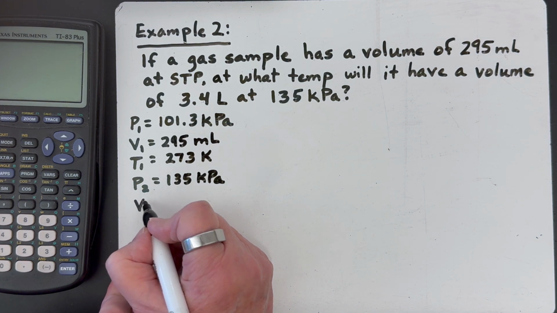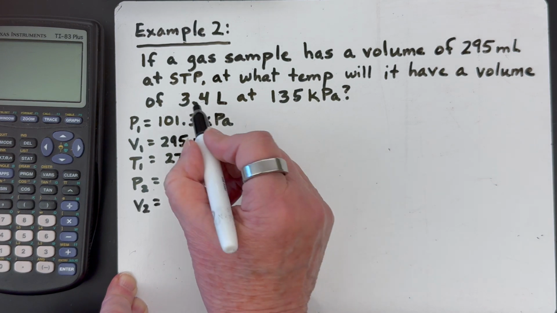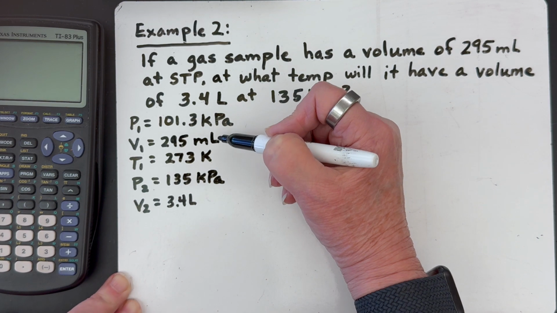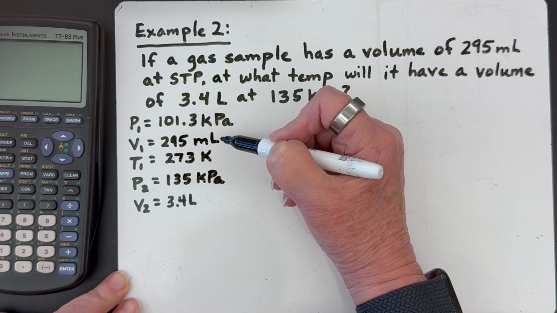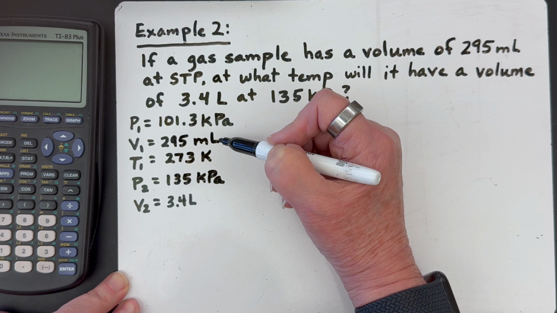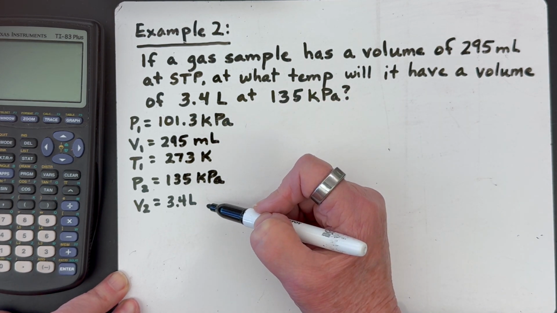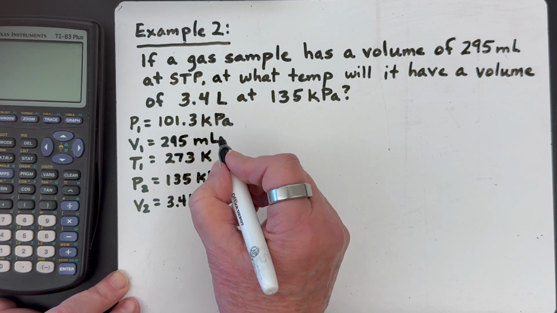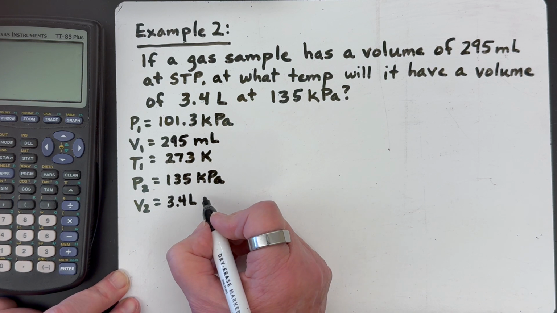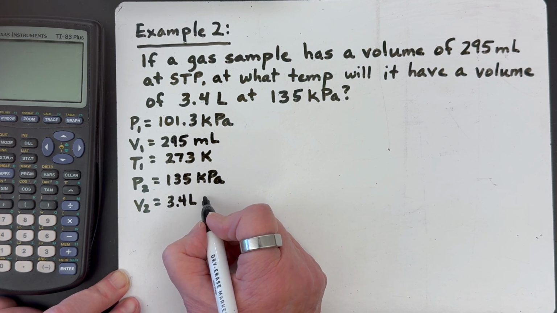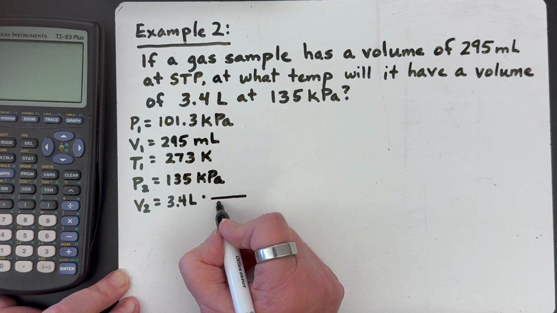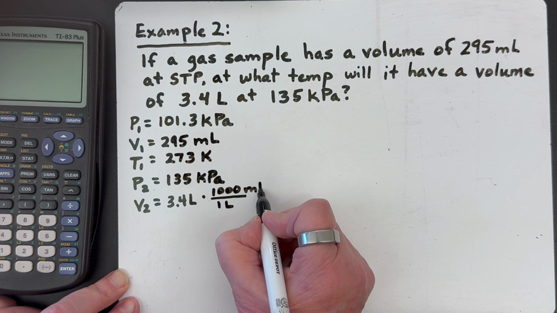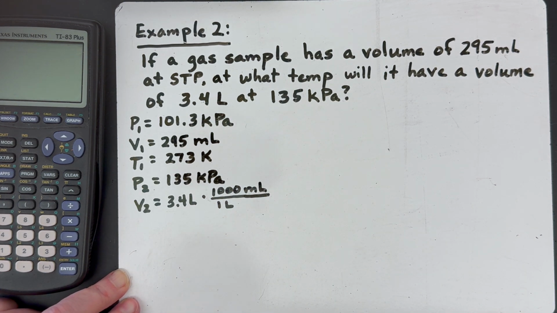Our V2 is 3.4 liters. However, this one is given to us in milliliters. So we need to either change milliliters to liters or liters to milliliters. I'm going to go ahead and change liters to milliliters. It doesn't matter. You just got to get the 2 units the same. You'll get the same answer either way. So we need a conversion factor. 1 liter is the same as 1,000 milliliters. Milli means 1,000.